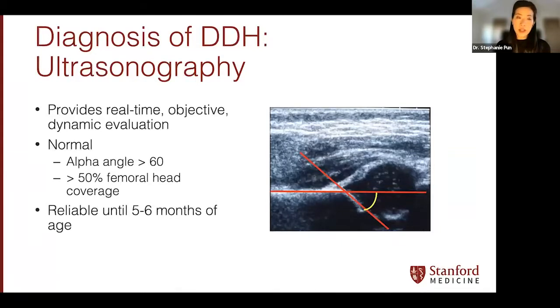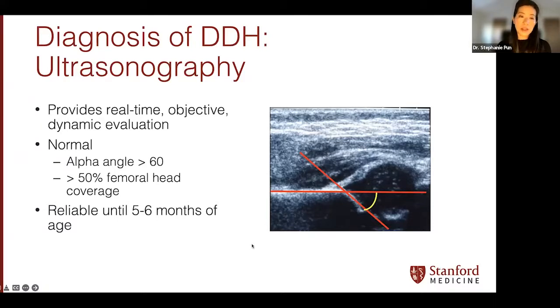Ultrasonography really provides a real-time, objective, dynamic evaluation of the hip that is better than just physical exam. And so what we're looking for in an ultrasound is an alpha angle of greater than 60 degrees by 4 to 6 weeks of age. And we should also see greater than 50% femoral head coverage. So in this image, this angle here, drawn in yellow, is the alpha angle. And the bigger that angle, the more normal the hip. And the femoral head coverage is determined by how much femoral head below this horizontal red line is covered by the roof of the acetabulum.